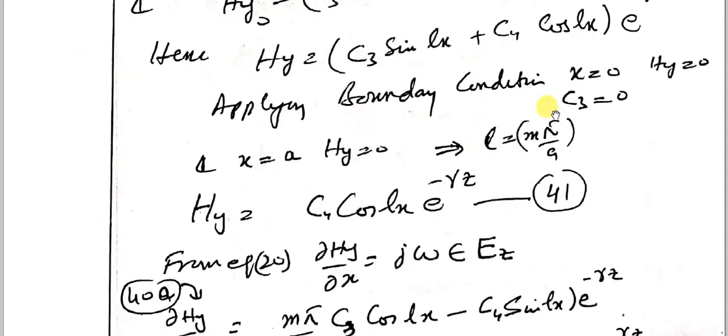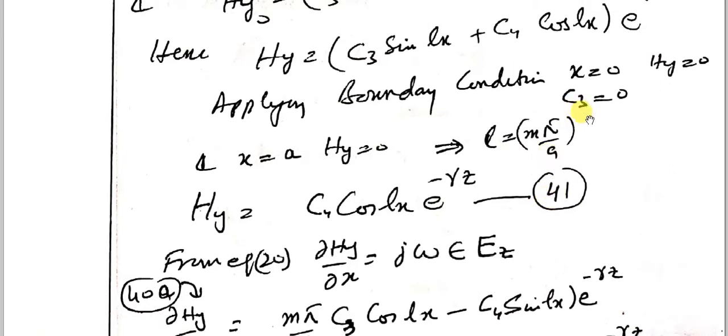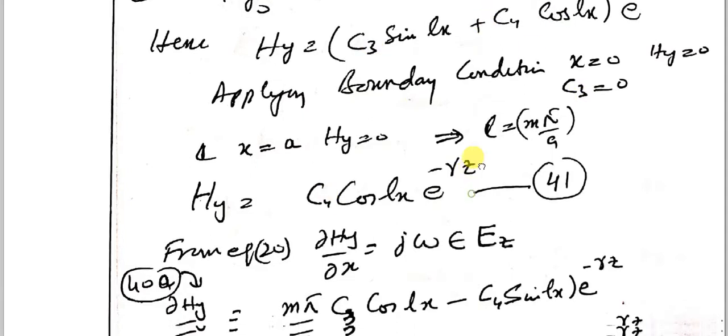Now applying the boundary conditions, at x equal to 0, Hy is equal to 0, so it will give us C3 equal to 0. At x equal to a, Hy is equal to 0, that will give us L equal to m pi over a. So we are left with Hy equal to C4 cosine of Lx e raised to minus gamma Z. We set this equation as 41. Since C3 is 0, we are left with the C4 constant.